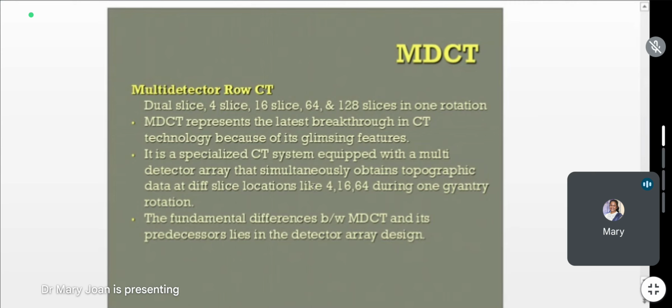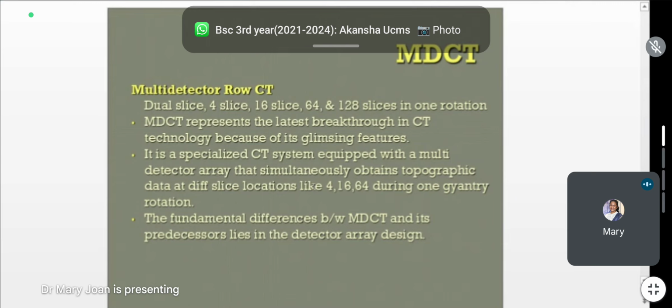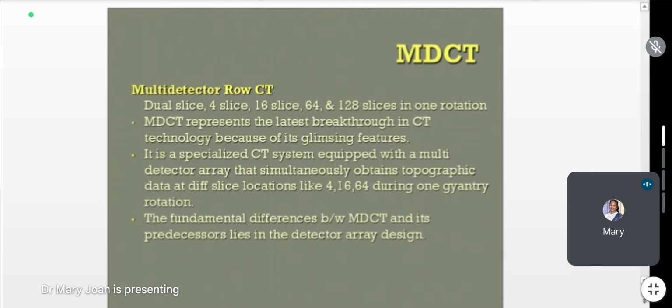The fundamental difference between MDCT and its predecessors lies in the detector array designs. We have seen how the multi-detectors are arranged and how they move in helical CT scan or spiral CT scan to acquire the images and cover more area in a single rotation, making the whole scanning process faster and effective.